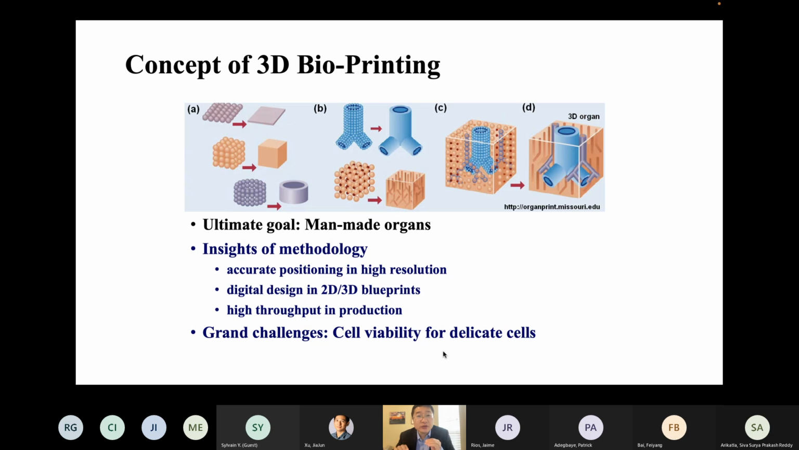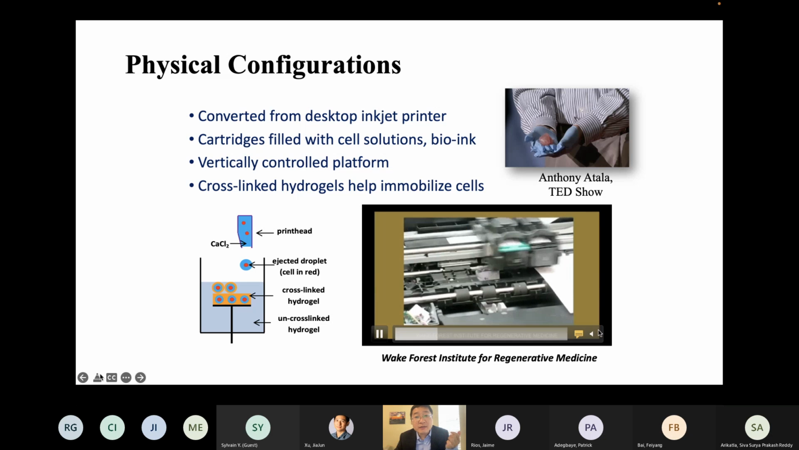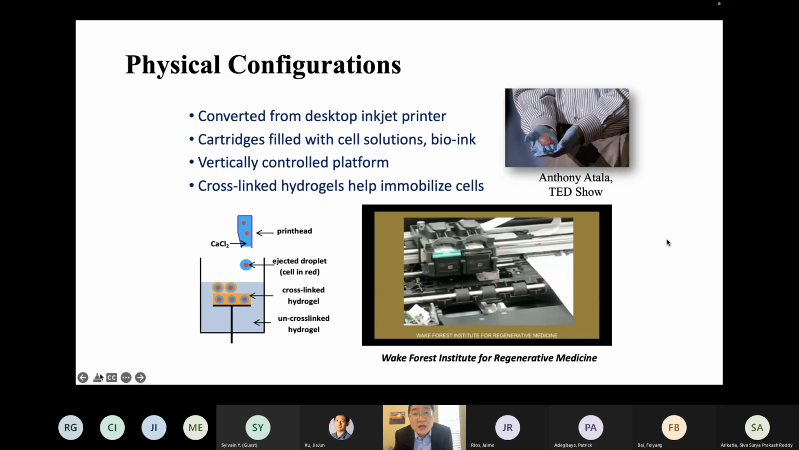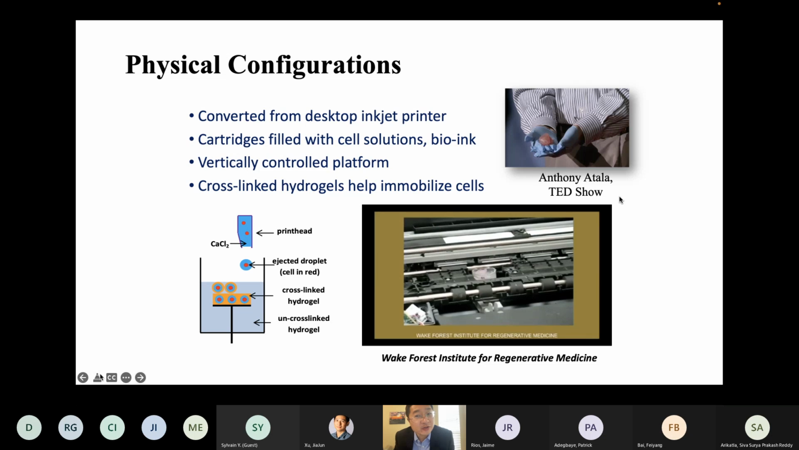It becomes an issue. So in order to solve it, we like to say, hey, can we model? Okay, so those are some examples as we see here. Dr. Anthony Atala presented a very interesting TED talk a few years ago.